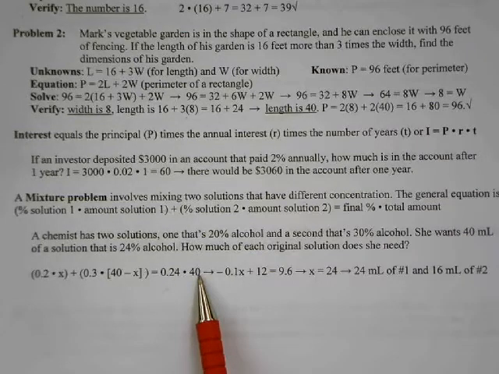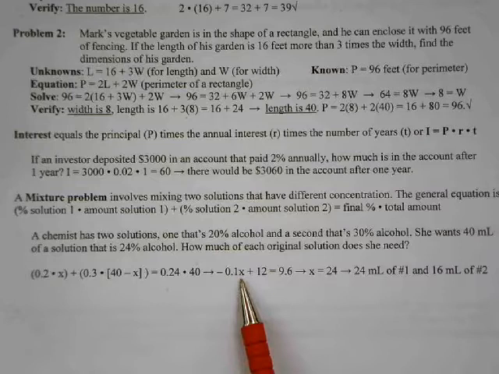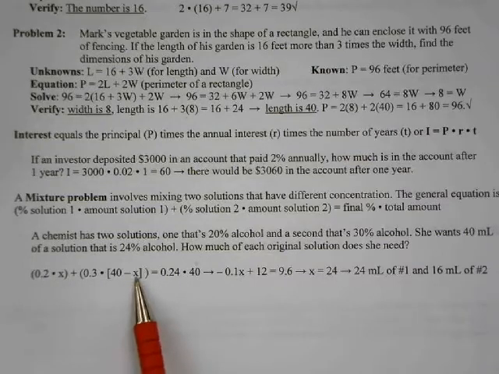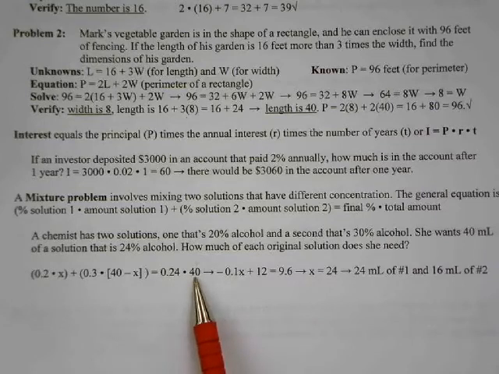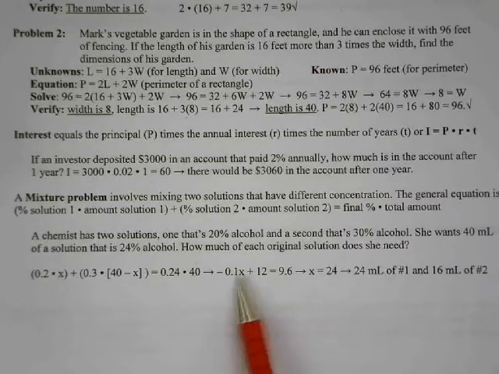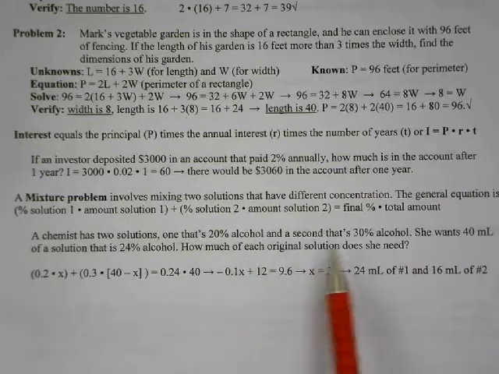So now, written as an equation with a little bit of distributing and all, please note I'm going to end up with 0.1x because I have 0.2 here and a negative 0.3. So I have negative 0.1x. 12 because I have 0.3 times the 40, that gives me the 12. And then 0.24 times the 40, that gave me the 9.6. And then I can solve for what x is. And it turns out that x is 24. So 24 milliliters had to be at the 20%. And the rest, 16, had to be at the 30%. So these are some of the basic kinds of problems that we're going to solve in this section.